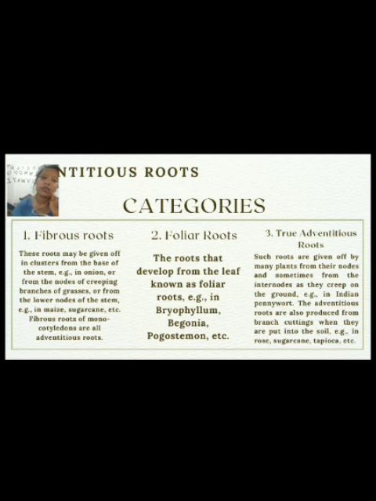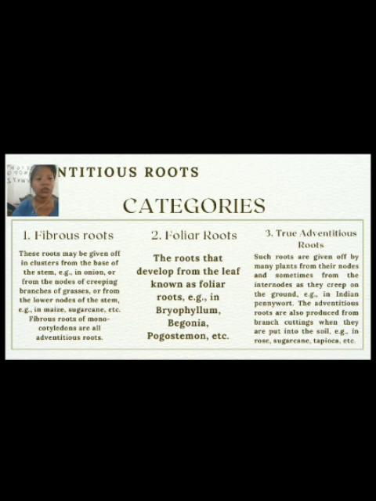So next is the foliar roots, the roots that develop from the leaf, known as foliar roots. In foliar roots, these arise from the petiole. This type of root arises from the veins of the leaf. And next is the true adventitious roots. Such roots are given off by many plants from their roots and sometimes from the internode as they creep on the ground. Example is Indian pennywort.